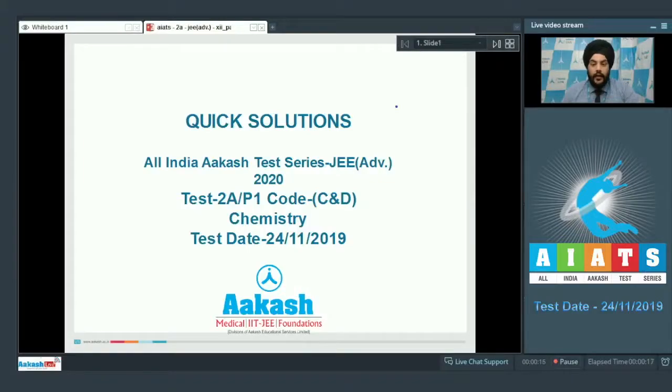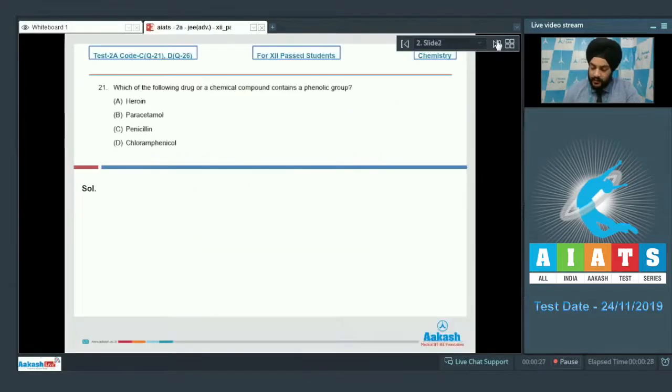Hello everyone. Today we'll be looking at the quick solutions to the chemistry section of All India AIATS Test Series JEE Advanced 2020 Test 2A Paper 1 Code C&D. So let's start with the first section, students.